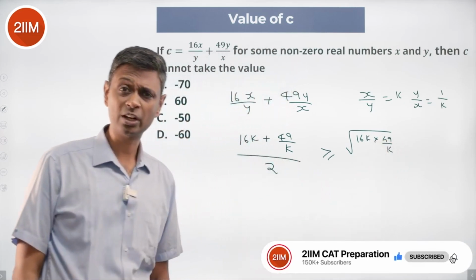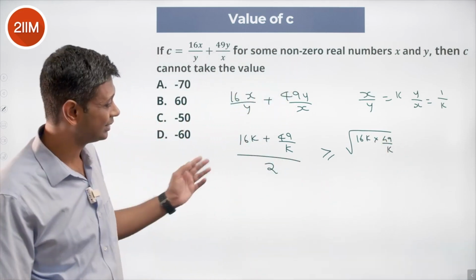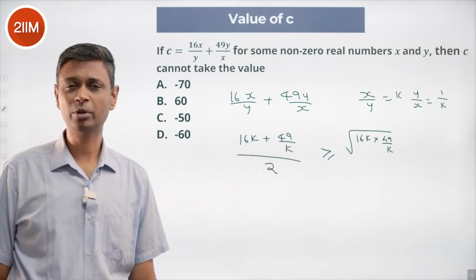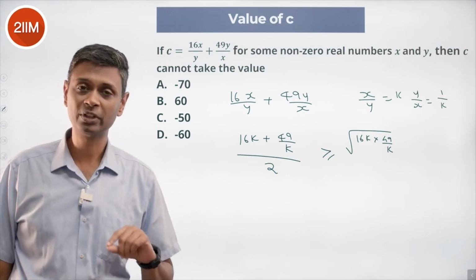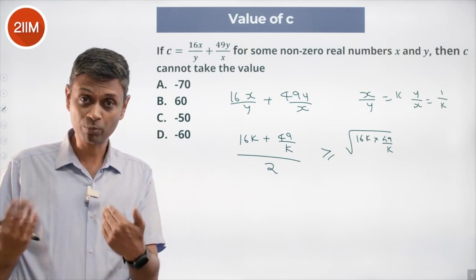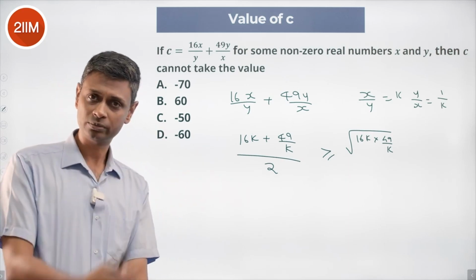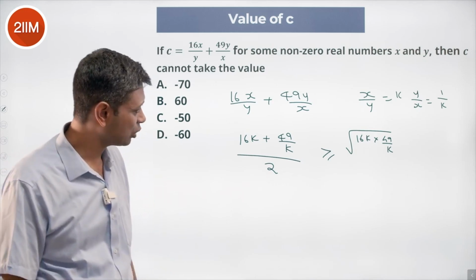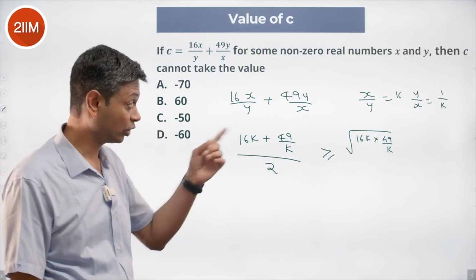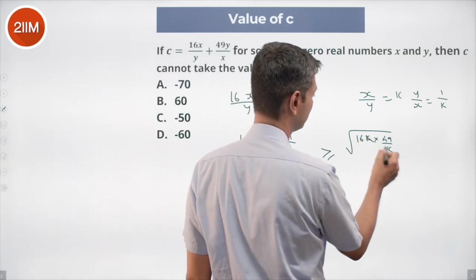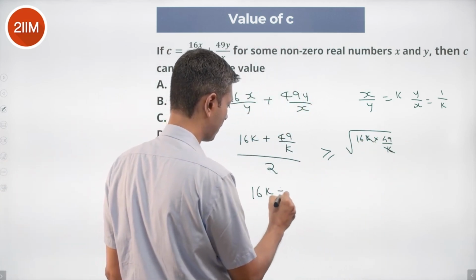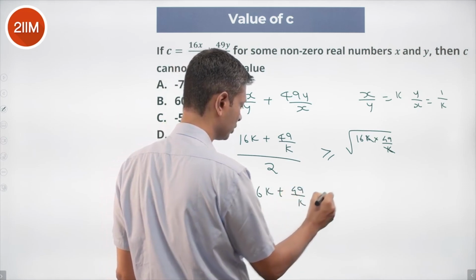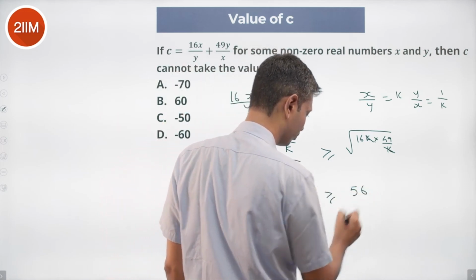Arithmetic mean of these two is greater than or equal to geometric mean of that. Or subtract that and make it a perfect square and then simplify that. And so this is assuming k is positive. If k were negative, it will be correspondingly the other way around, going down. And so 16k plus 49 by k over 2 is greater than or equal to this. Cancel this. This is 4, that is 7, greater than or equal to 28. 16k plus 49 by k is greater than or equal to 56.